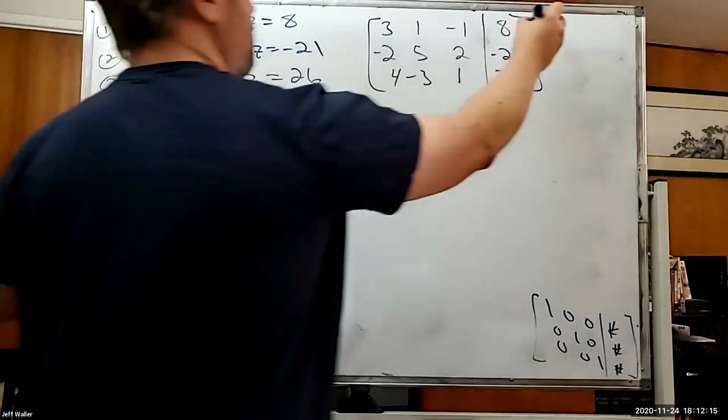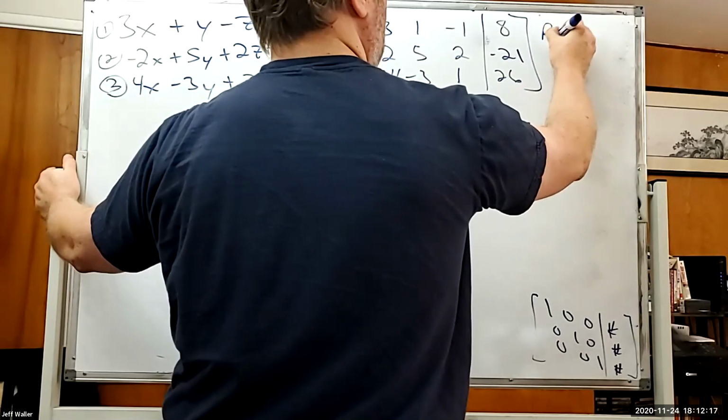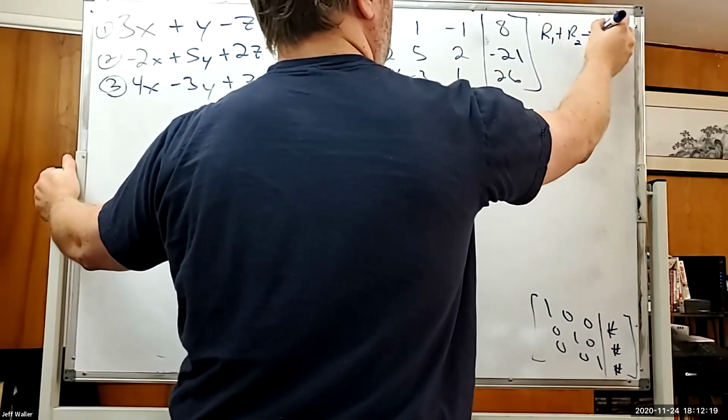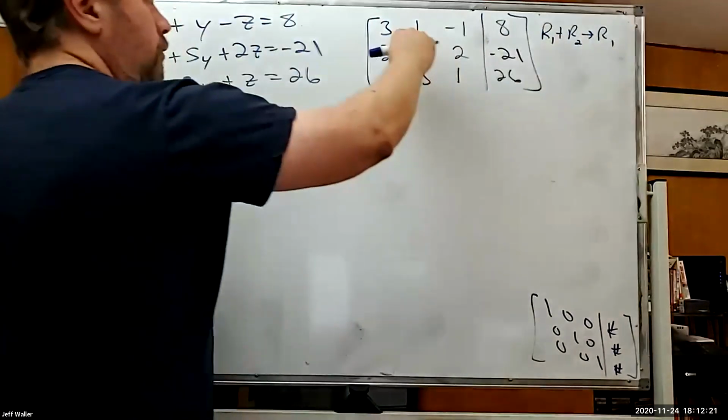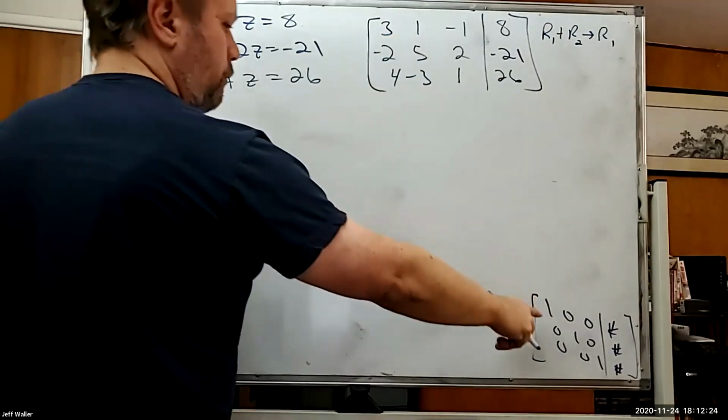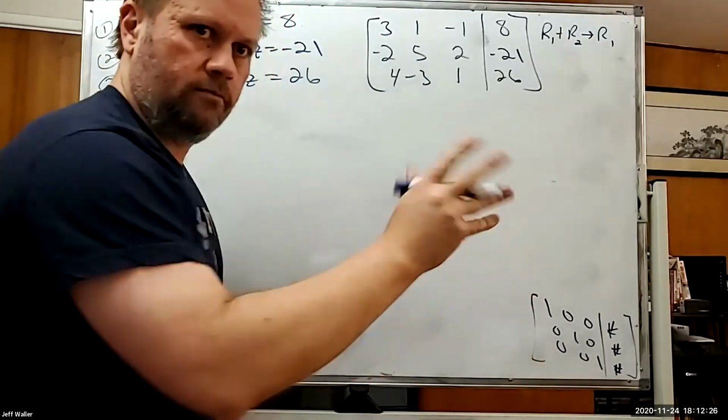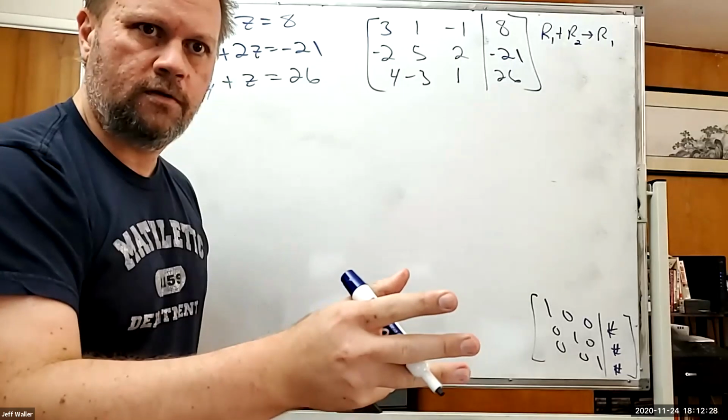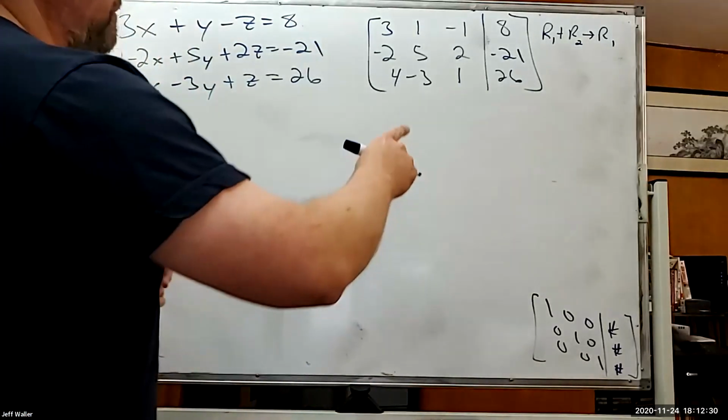So if I take row 1 plus row 2, and I'm going to put the answer in row 1, because then I can have the 1 where it belongs. Does that make sense? Okay. So let me do that.